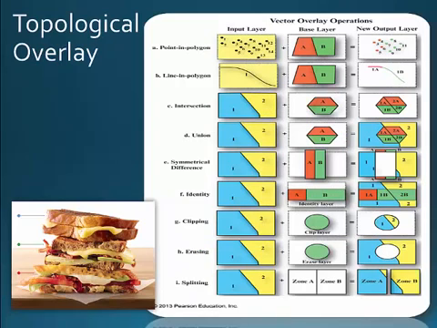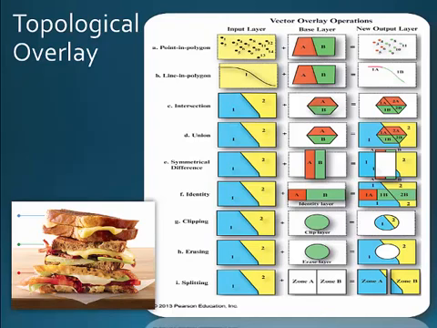I think of topological overlay, or the layering of features on the Earth, like a delicious sandwich, or multiple sandwiches depending on how hungry I am. Now, there are several tools available in GIS software that will allow you to modify and analyze your layers to view multiple features and to see how they are related to one another on the Earth.